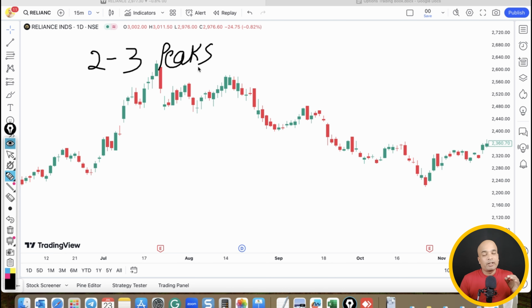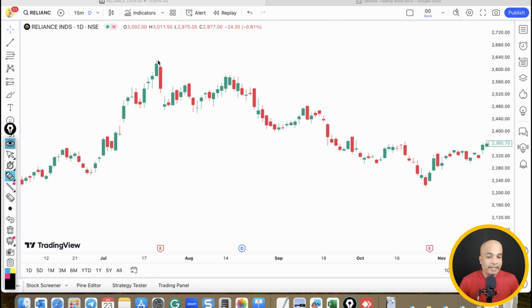So you should not connect only one, or you should not connect only two peaks and draw a trend line. So if possible, try to connect more number of peaks, and it will become a powerful trend line. If you connect less number of peaks, it will not become a very powerful trend line.